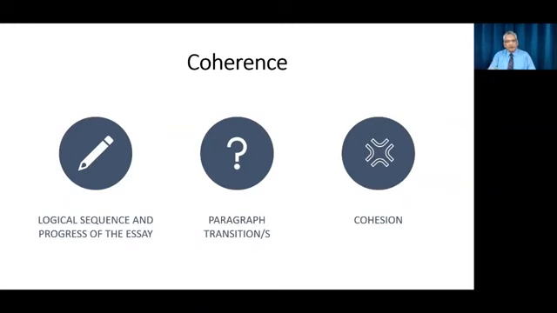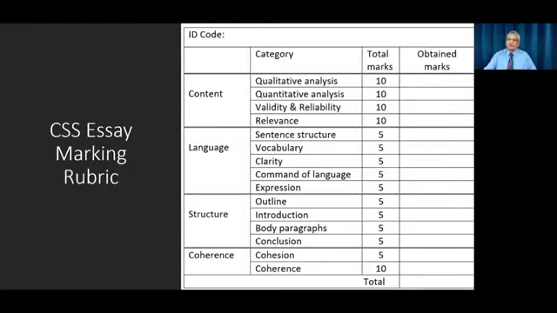And here is the final rubric form, which is used. The 40 marks of content are divided into 10 each, and then language 5 each, the structure 25 each, and coherence, cohesion is 5, and coherence itself, so total 100. And then there are the total marks and the obtained marks, whatever marks are given by the examiner, and then added up to make a total. So these are the 4 broad areas of assessment.